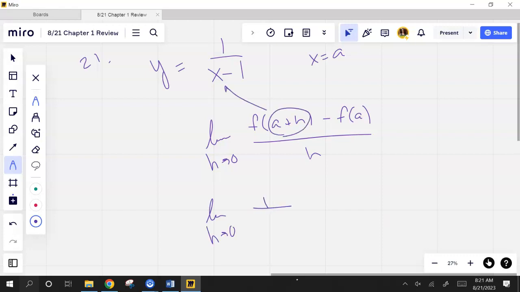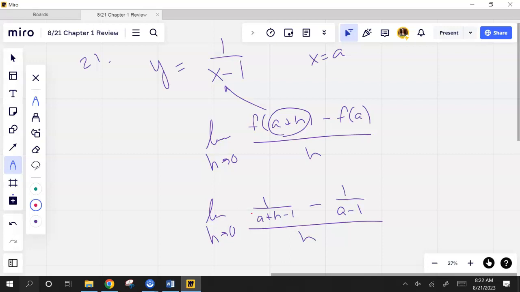So I got 1 over a plus h minus 1 minus, now I'm going to plug in a, 1 over a minus 1, and everybody goes over h. The only way I see to do this is to take that nasty top and give it a common denominator and combine. Do y'all agree?